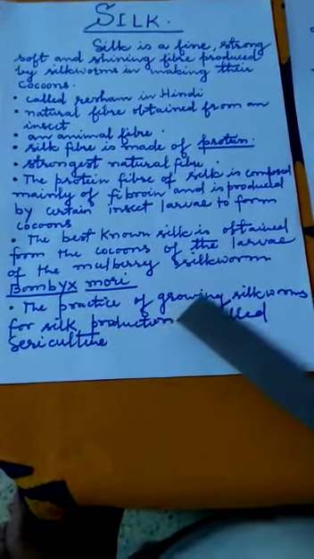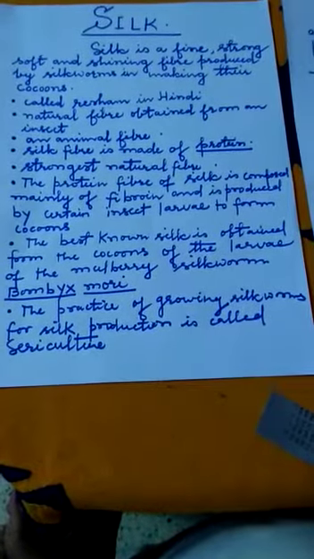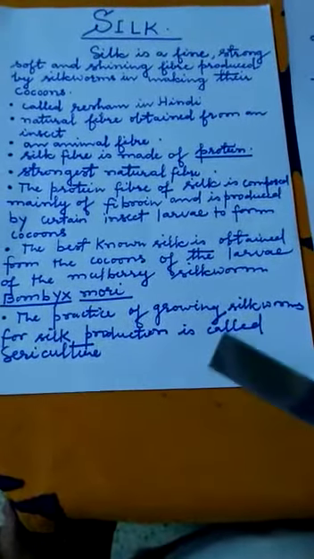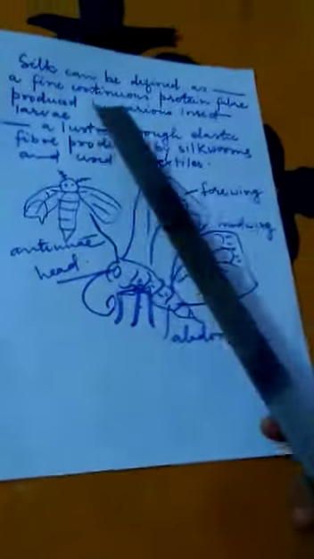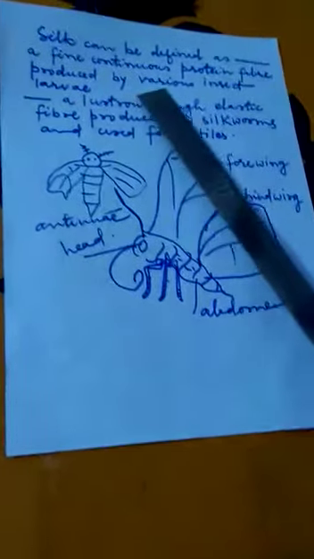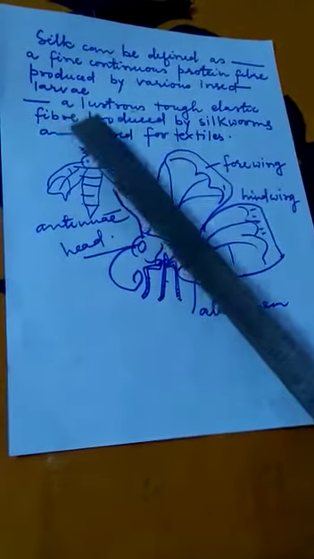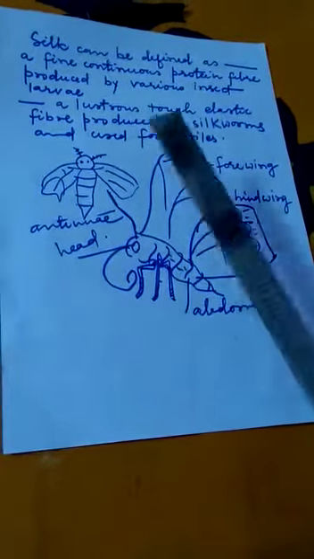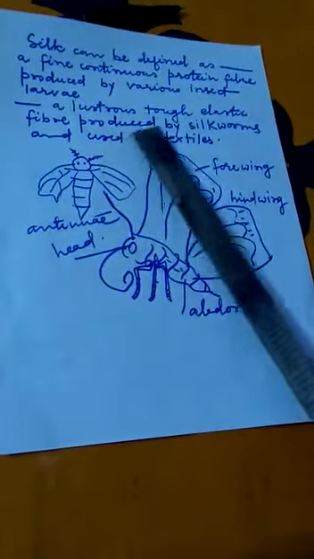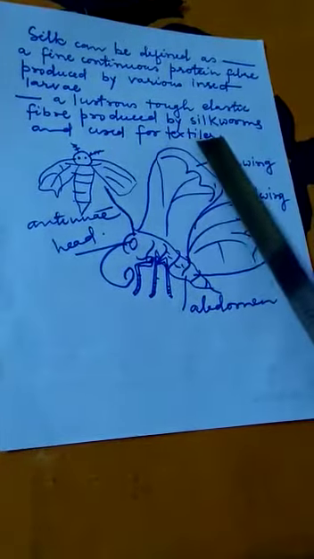The practice of growing silkworms for silk production is called sericulture, as I told you, and silk can be defined as a fine continuous protein fiber produced by various insect larvae. It is a lustrous, tough, elastic fiber produced by the silkworm and used for textiles.